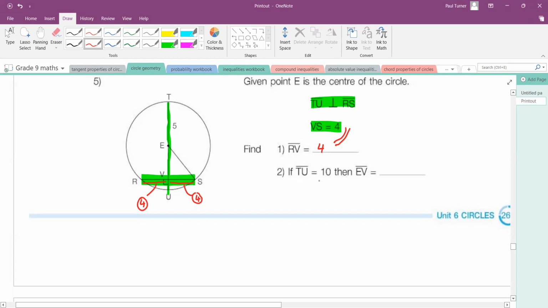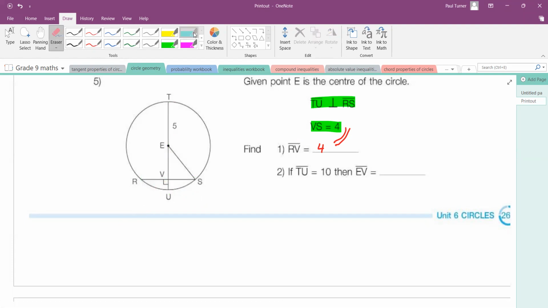Part 2, if TU is 10, which makes sense, let's clear that out. TU is 10, this line, which makes sense because the radius is 5, isn't it? Which means that from E to U, that's also 5, but also E to S is 5 because that's equal to this radius here. And we worked out that this was 4. And we want to find EV, this length here. So EV, let's call that X.